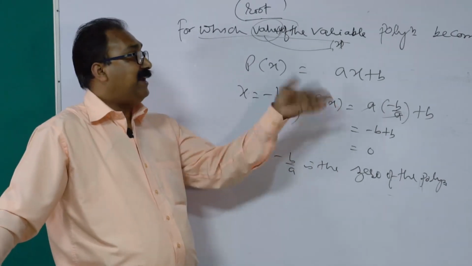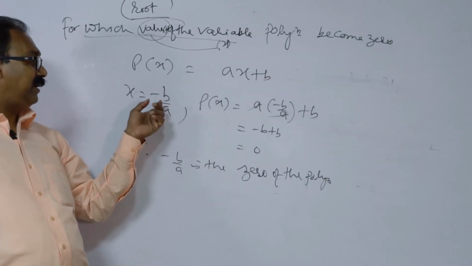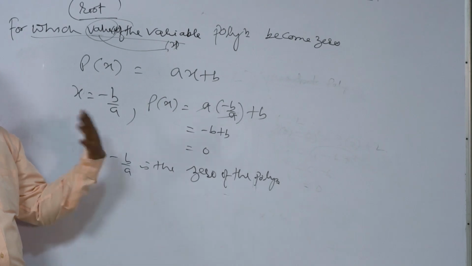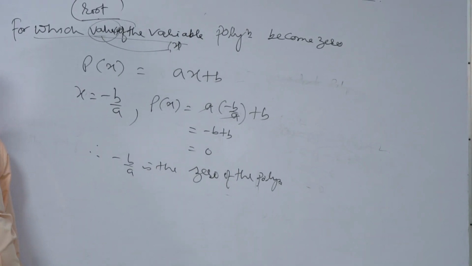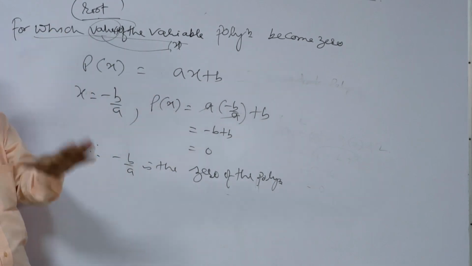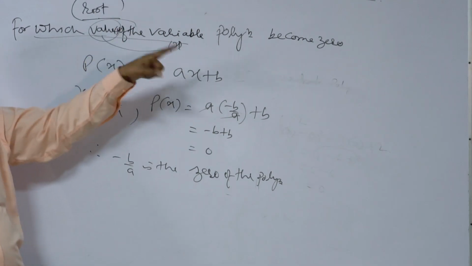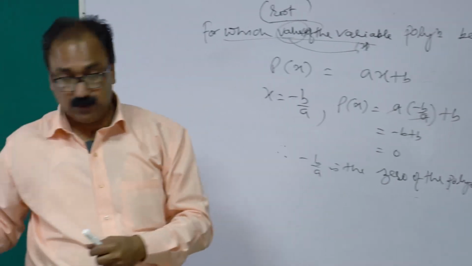Now vice versa, if they give some value relating to that, we put the value and check whether we get 0 or not. Now if I ask you to find the zeros of the polynomial, what will you do? What did you learn from here? If any value is a zero of the polynomial, the polynomial must be 0. Then you can find that value from there. Okay. For example, I will show you one question.